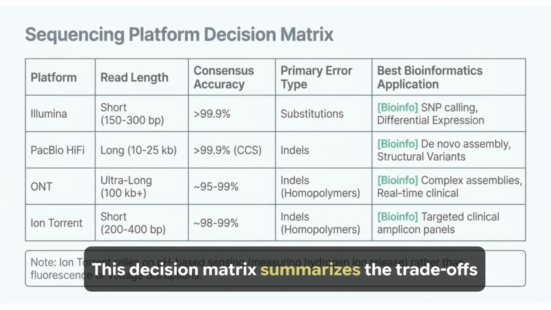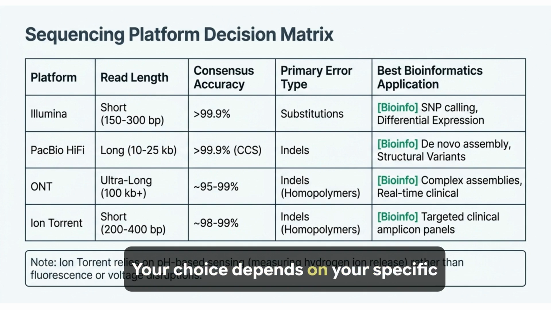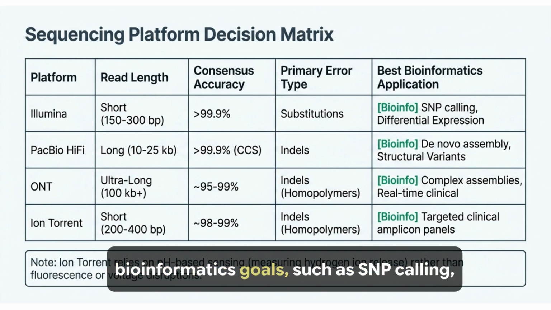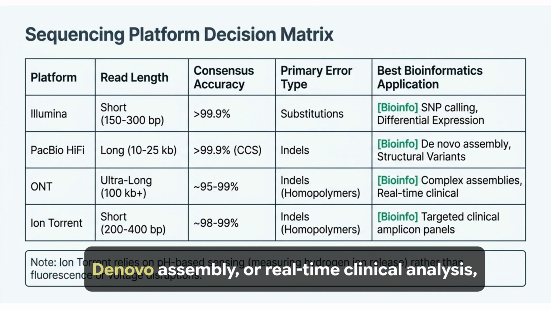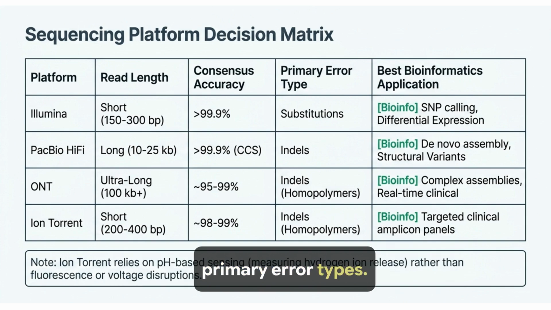This decision matrix summarizes the trade-offs between sequencing platforms. Your choice depends on your specific bioinformatics goals, such as SNP calling, de novo assembly, or real-time clinical analysis, considering factors like read length and primary error types.